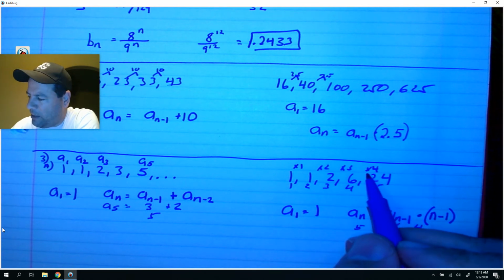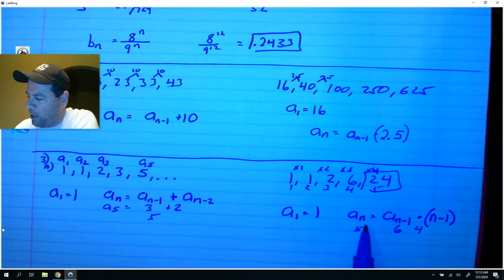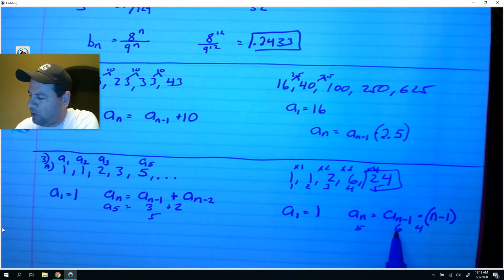And I always check that last one. I don't ever check the first one, the second one. I always just check that last one. So a sub 5, this means 5 minus 1 is 4. I need a sub 4. So a sub 4 is 6. 5 minus 1 is 4, so 6 times 4 is 24. That works.